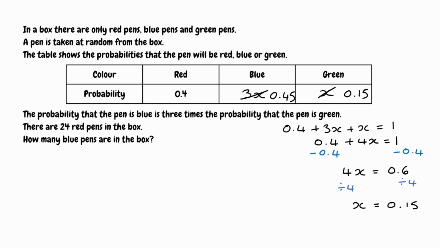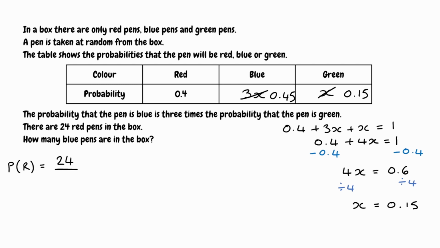For the last part of the question, we've got that there are 24 red pens in the box. How many blue pens are in the box? What we need to do now is figure out how many pens there are in total. We're told that there are 24 red pens in the box, so we can use this to find the total. The way we're going to do that is by expressing the probability of picking a red pen as a fraction. To find the probability of picking a red pen as a fraction, all we need to do is pick the amount of red pens there are, which we're told in the question is 24, and we put that out of the total.